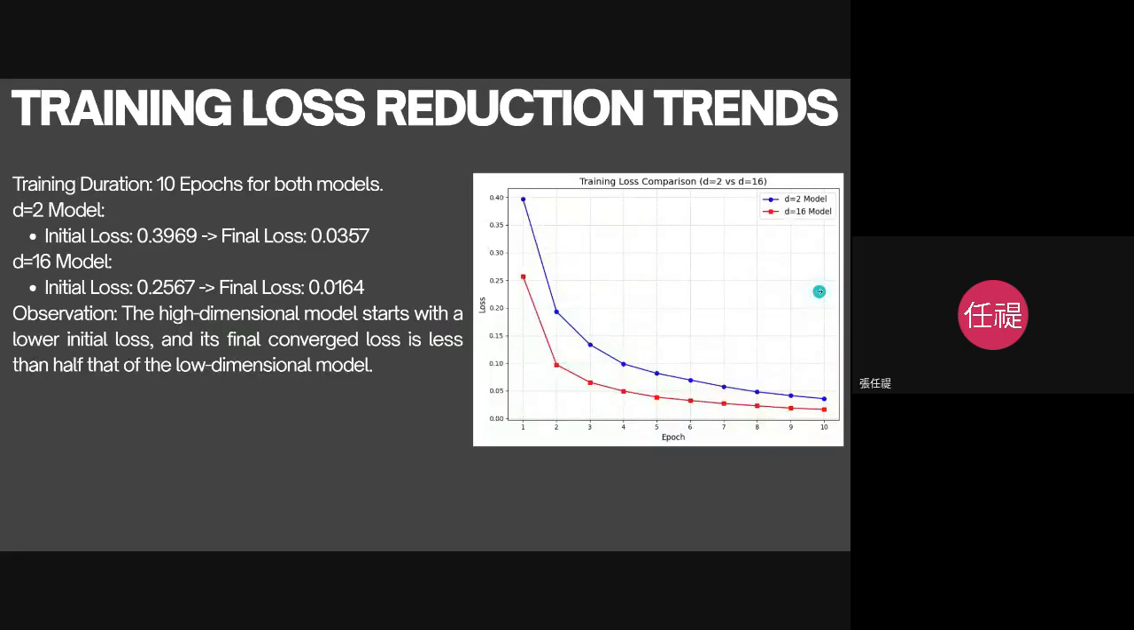Next page, please. Okay. So first, let's look at the training loss over 10 epochs. Both models converge successfully. However, it's clear that the 16-dimensional model not only started with a lower loss, but also converged to a much better final result. This indicates that the higher dimensional space provides better feature capturing capabilities for optimization. Next page, please.